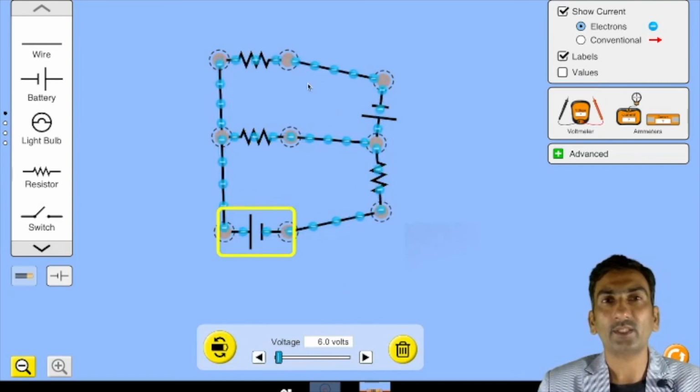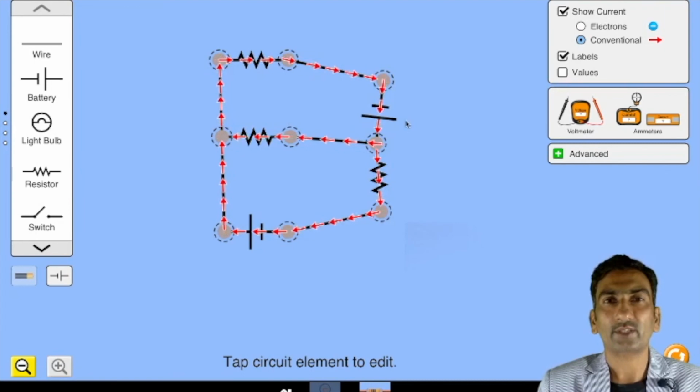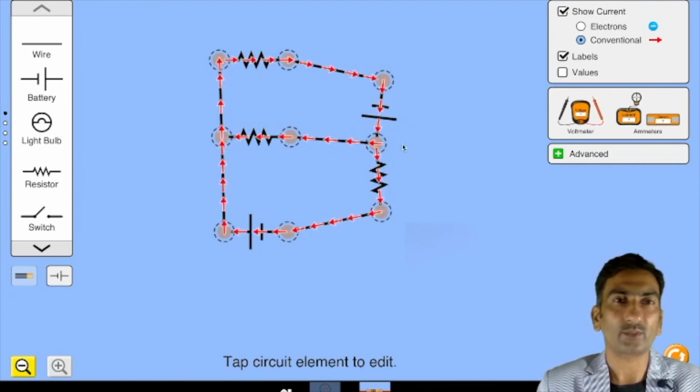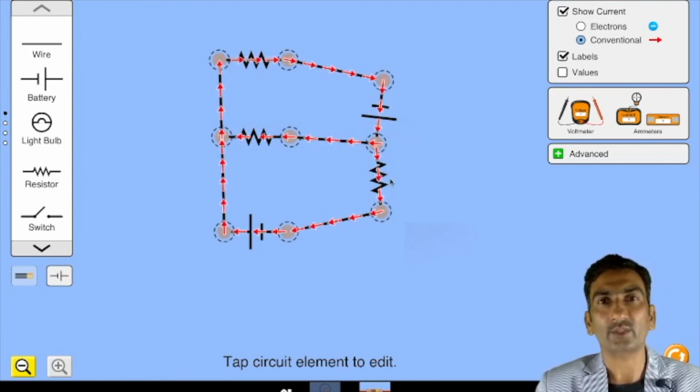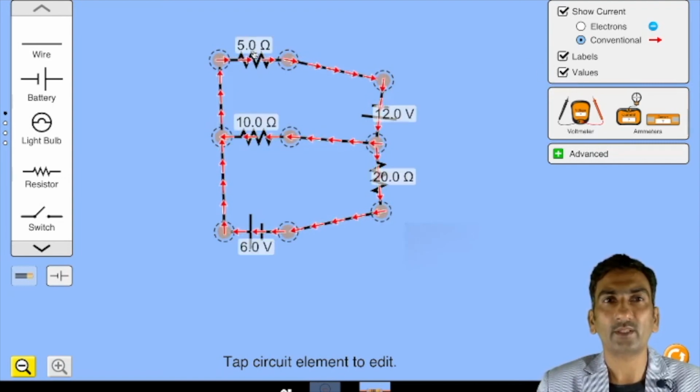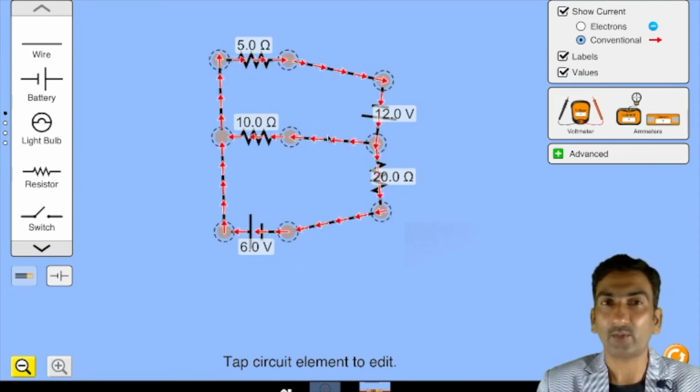These are the directions of electrons moving. We can show the direction of current, which is conventionally opposite to the direction of electrons. If you check, all the values are written here: 5 ohm resistance, this one is 10 ohm, this is a 6 volt battery, here is the 20 ohm resistance, and 12 volt. That was the circuit we already solved in the previous section. Now let's check what the currents are.